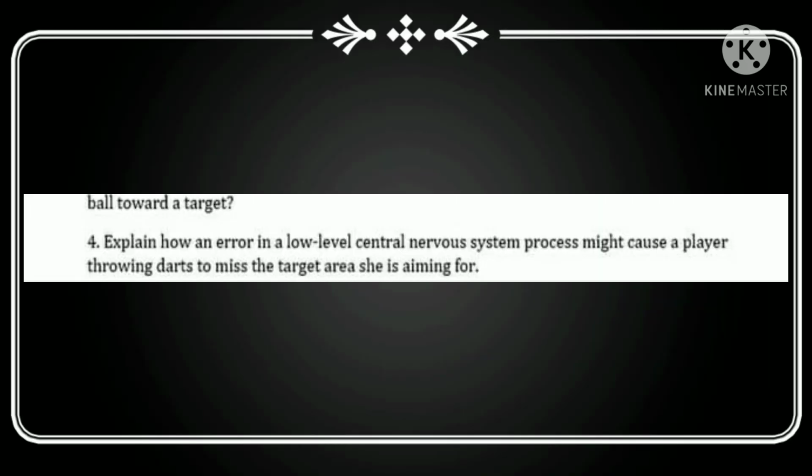Explain how an error in a low-level central nervous system process might cause a player throwing darts to miss the target area she is aiming for. I think the case of a player missing the dart throw is because she is not focused on the game, or else because of the nervous system, which can affect her game.